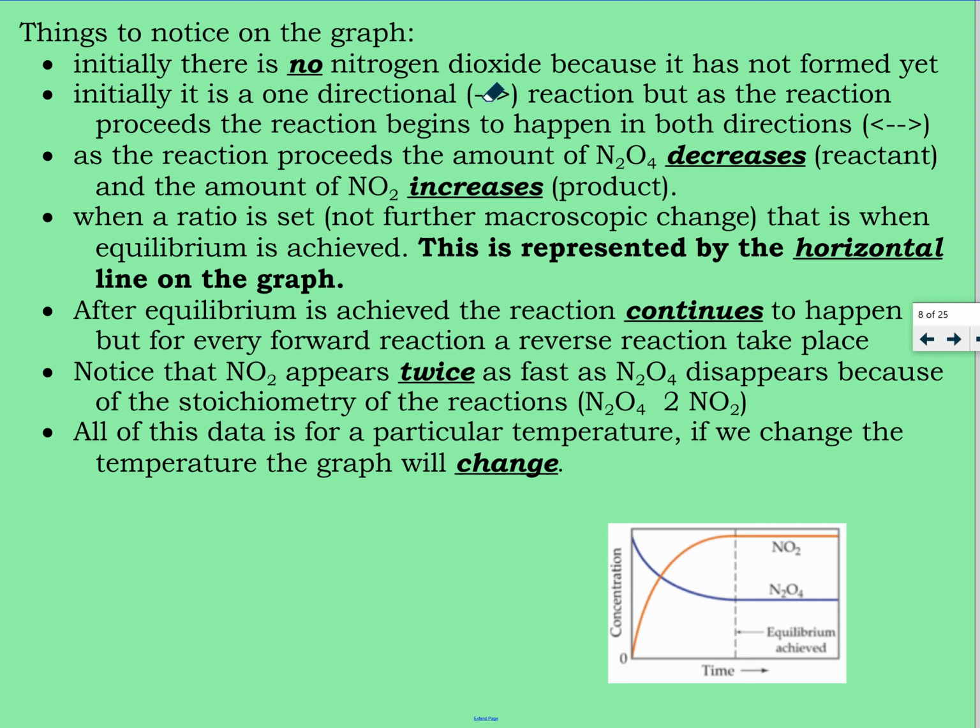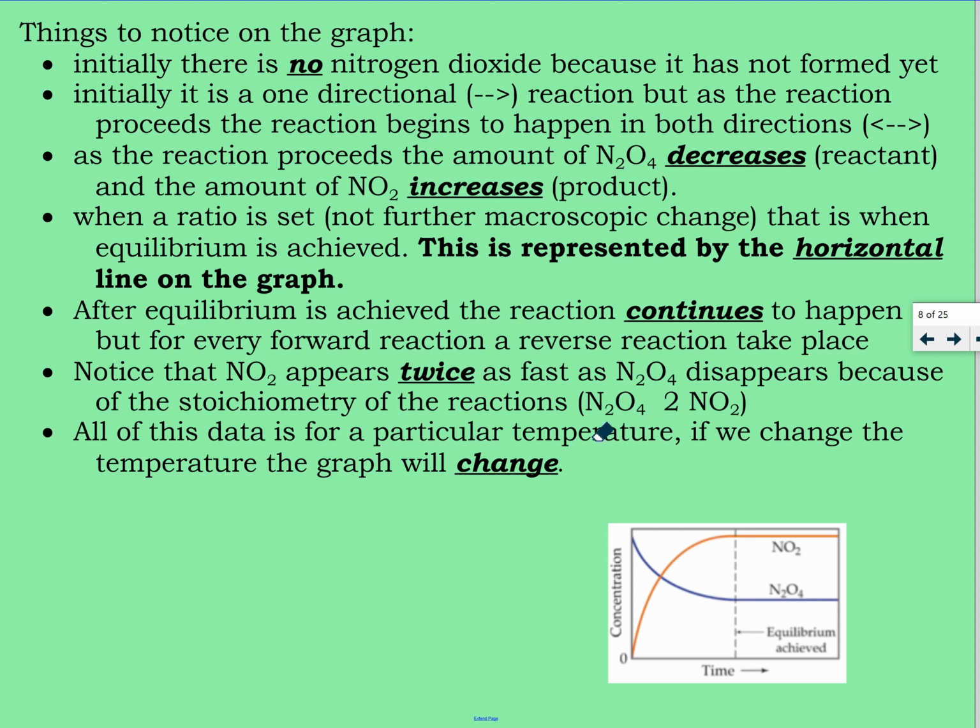It can't go backwards because there was none of the product to reform into the reactant. The amount of N2O4 decreases and the NO2 increases, and there's a relationship in the rates at which this happens because of the kinetics and the balanced chemical equation. When they're at equilibrium, the concentration doesn't change, and so there's a horizontal line on the graph. The equilibrium is continuous, so it keeps happening. It's dynamic. It's not static. As I said, NO2 appears twice as fast as N2O4 disappears, and that's because of the balanced chemical equation.